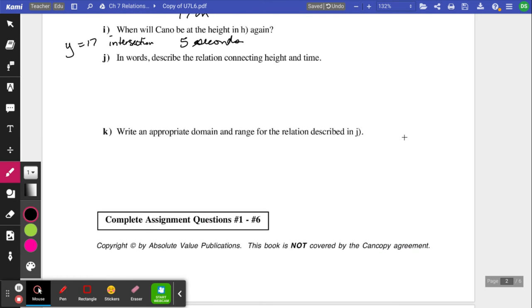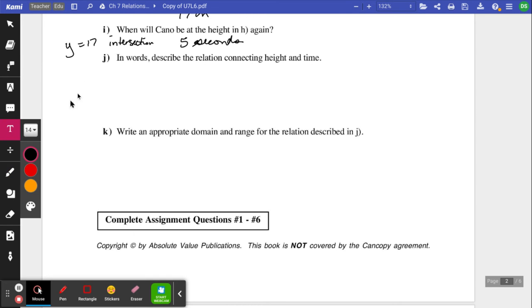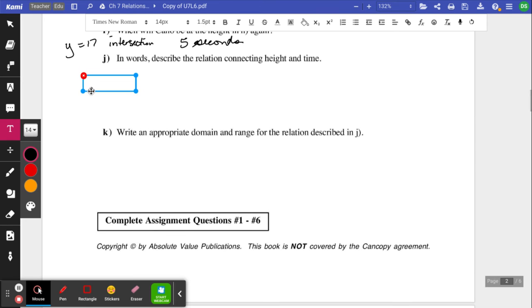Last question. It says, in words, describe the relationship connecting height and time. Describe in words, connect height and time. What happens? Tell me what's happening to Kano in relation to height and time. There's a lot of words. I think I can type on this thing. Can I type? Yeah, text box. I think I can start typing. Okay, what would you say? In relation to height and time, what would you say?